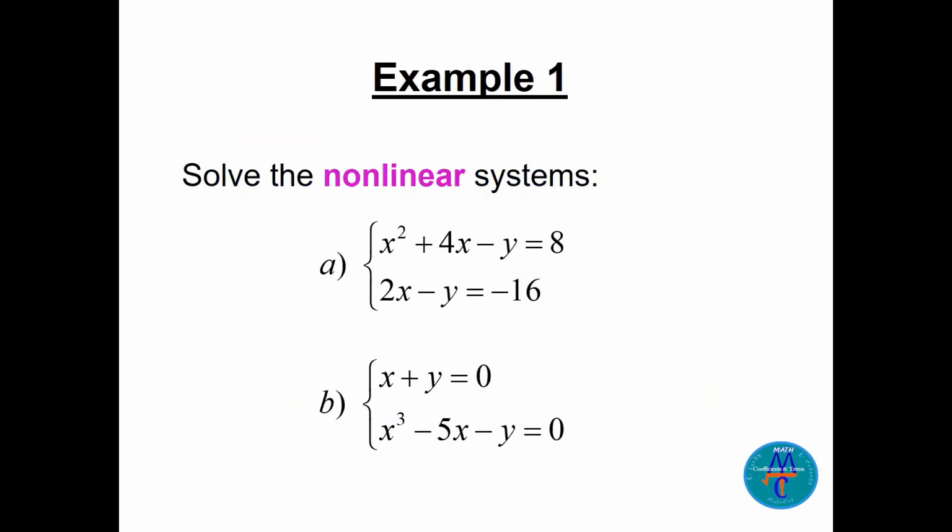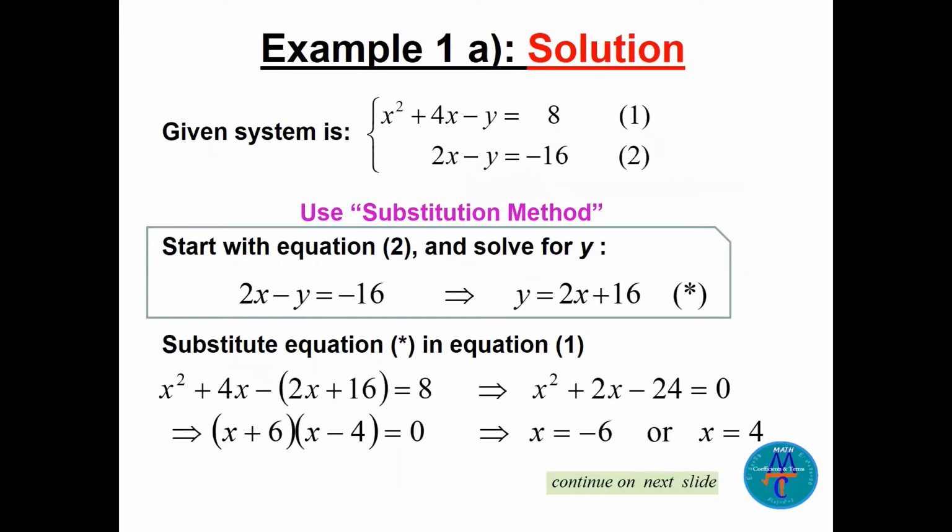Now let's solve the nonlinear systems. x squared plus 4x minus y is equal to 8, and 2x minus y is equal to minus 16. Let's use the substitution method. You can see the substitution method in detail in lecture 29. Let's start with equation 2 because it's easier and solve for y. So take y on the other side, bring 16 on this side, y would be 2x plus 16. Let's call it star.